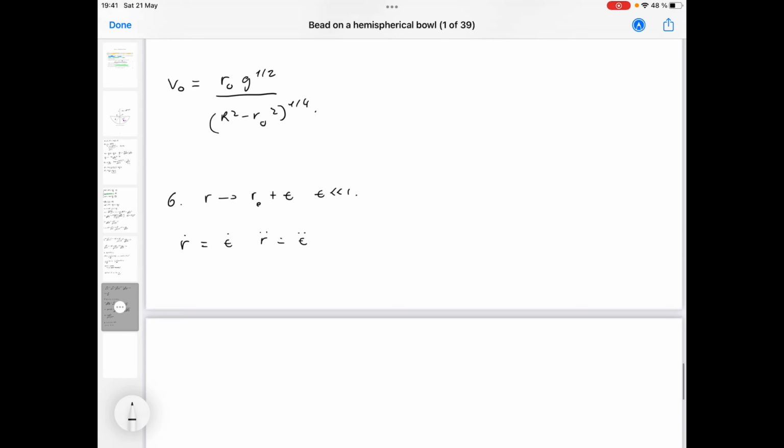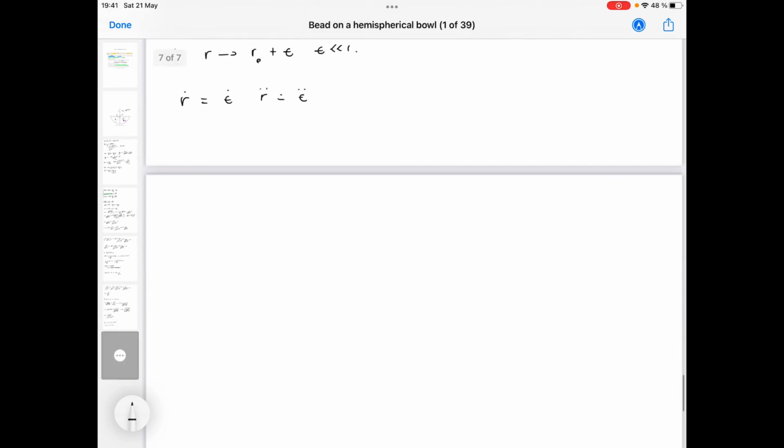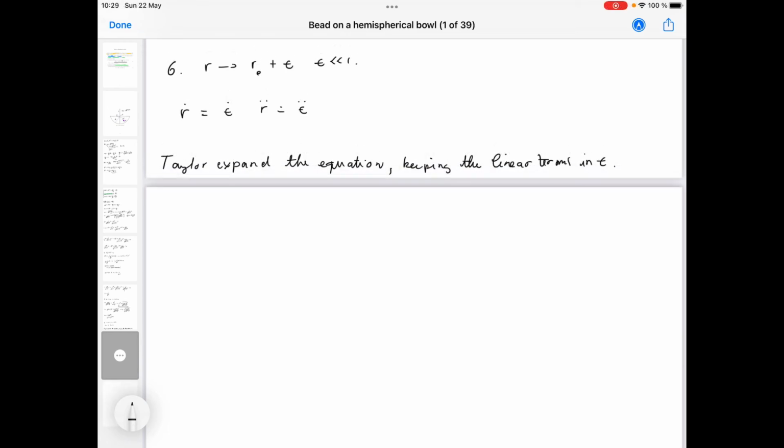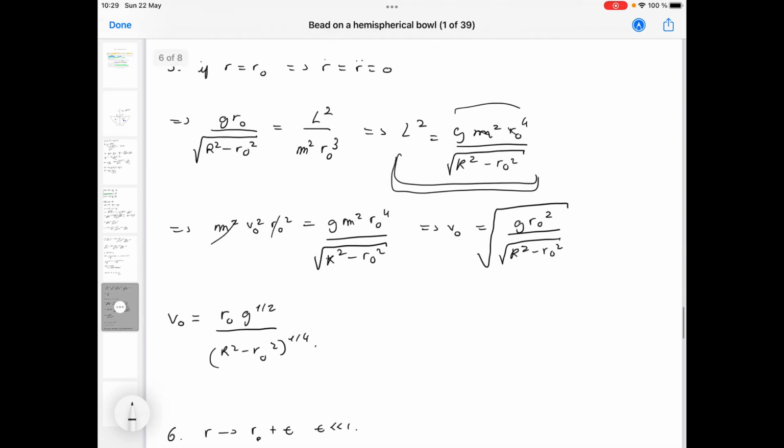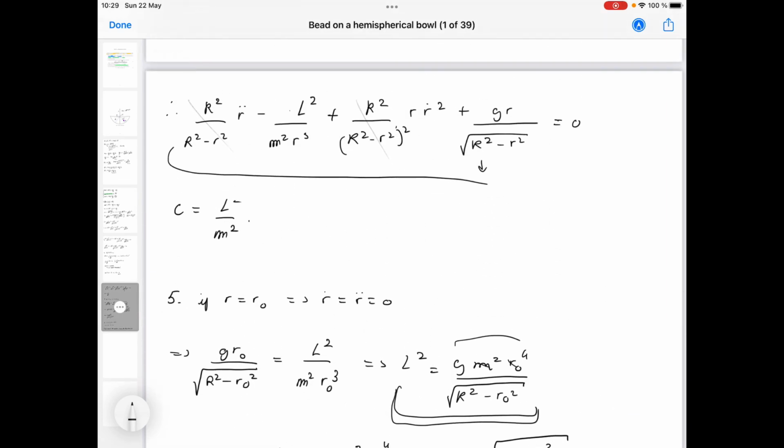And what we want to do is essentially Taylor expand our equation, keeping the linear terms in epsilon, and retain only the linear terms. And if we do that, we could hopefully obtain an equation for simple harmonic motion. So let's look back at our equation. So it's this one. And so let's rewrite it and Taylor expand it.